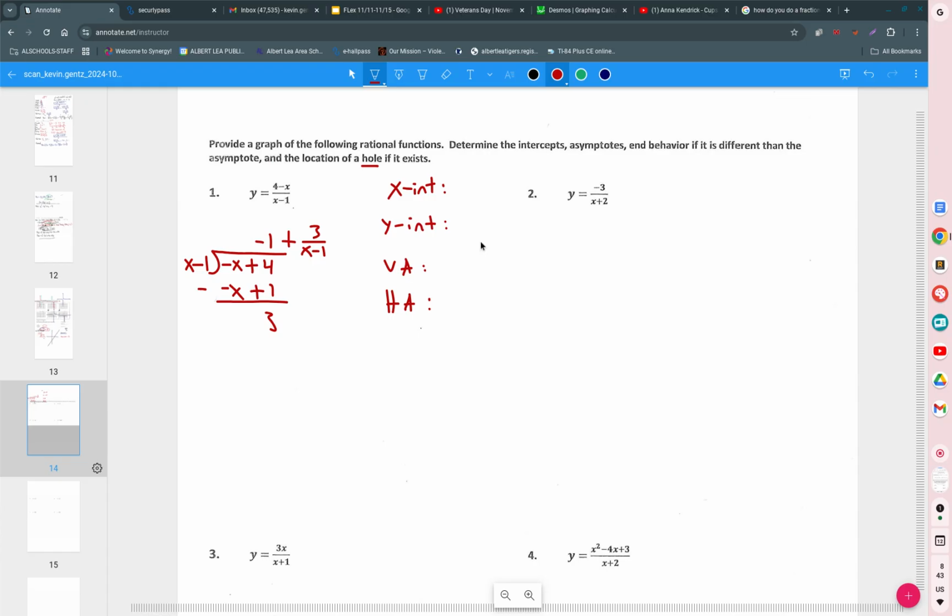Now that it's in that form, I just want you to understand that that is the same as 3 over x minus 1, minus 1. Those two expressions are the same, are they not? We are more familiar with this one right here from what we've graphed before, so we're going to look at that. What do you think the vertical asymptote is going to be? Why? Because that's what makes 0 in the denominator.